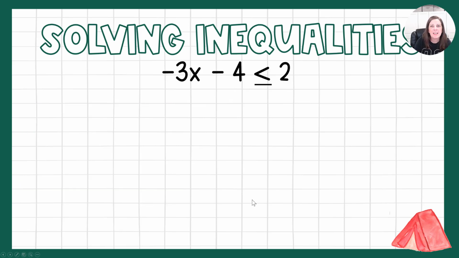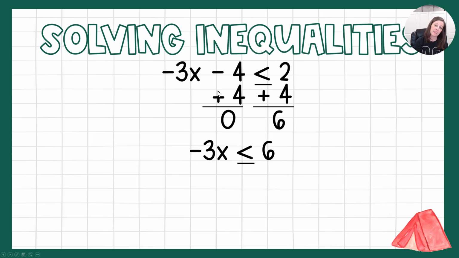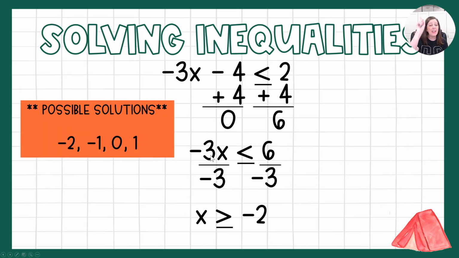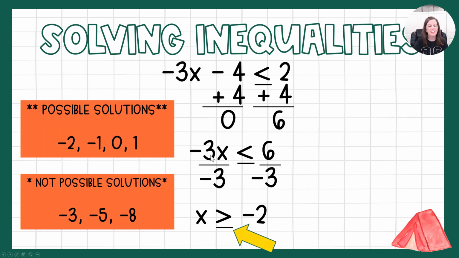All right, one more two-step. We're going to get rid of minus 4 first. The inverse of minus 4, or the opposite of that, is to add 4 to give us 0. And then go to the other side and do the same. 2 plus 4 is 6. Now I have negative 3x is less than or equal to 6. I'm going to do the inverse of what I have here, multiplication. So the inverse is division, dividing by negative 3. Going to the other side and dividing by negative 3. x is greater than or equal to 2. Again, notice that sign change because I divided by a negative number. And then we have here our possible solutions and things that are not a possible solution.